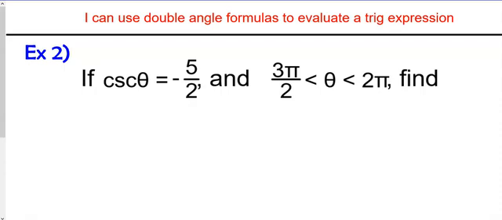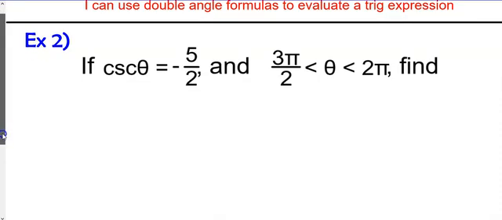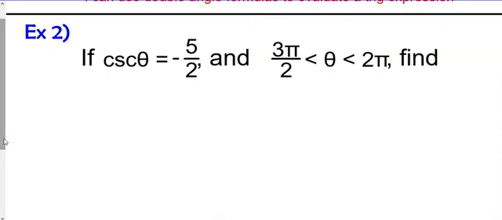All right, one more example here using the double angle formulas, and this one is a cosecant. So cosecant, remember, is the reciprocal of sine. So if sine is opposite over hypotenuse, cosecant is hypotenuse over opposite.